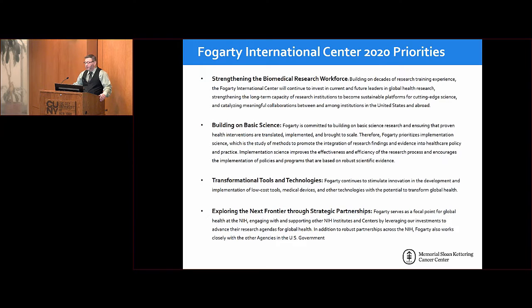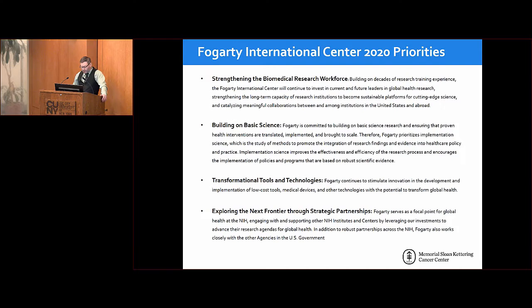So these are the Fogarty 2020 priorities. There are 4 of them listed here. Again, I want to just focus on a few of them. So strengthening the biomedical workforce is investing in current and future leaders and strengthening long-term capacity of the research institutions. Building on basic science: NIH in general and Fogarty are very focused on supporting basic science, but they also want to find ways that the health innovations learned there are translated and implemented to the clinic.